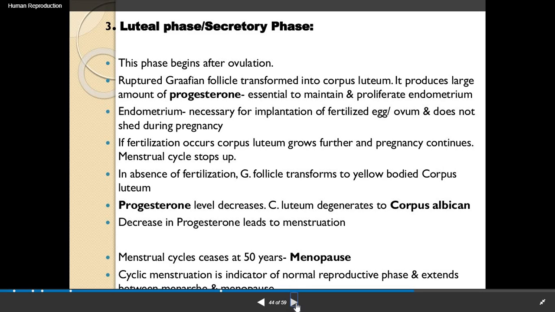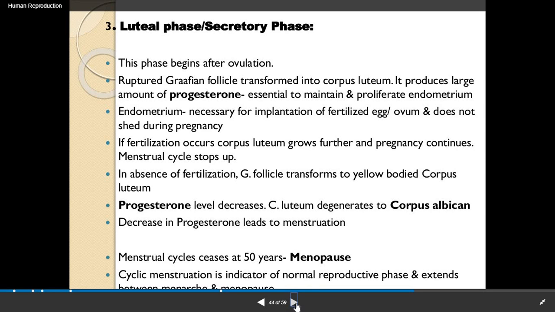If fertilization occurs, the corpus luteum grows further and pregnancy continues. The menstrual cycle stops at that time. In the absence of fertilization, the Graafian follicle is transformed into a yellowish colored body, the corpus luteum. Progesterone level decreases, and the corpus luteum disintegrates into the corpus albicans. The decrease in progesterone leads to the menstrual flow. Generally this menstrual cycle stops or ceases at about 50 years, and that phase is known as menopause.